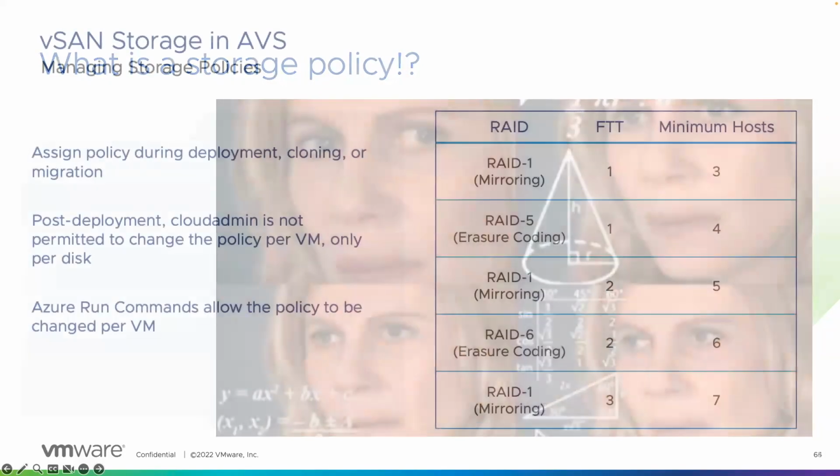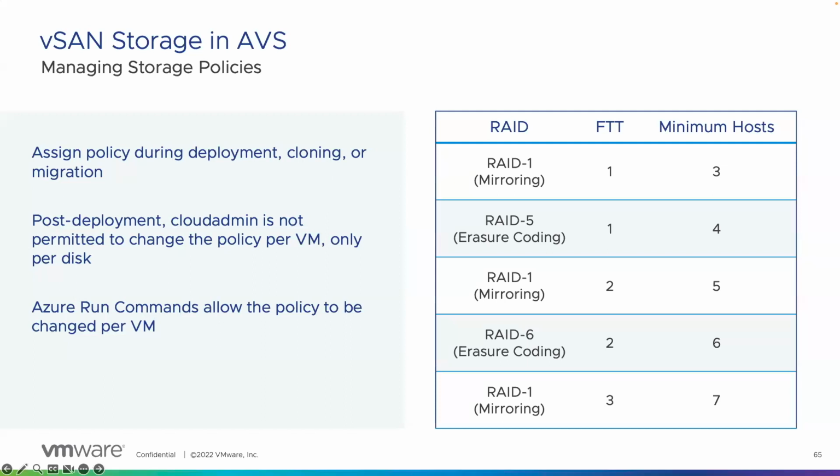So we know what vSAN is now at a high level. We know what a storage policy is. Let's look at how they apply in AVS. The default storage policy in AVS is set to RAID 1, failures to tolerate 1. Notice you need a minimum of 3 hosts for that, and the minimum number of hosts you can have with AVS is 3 for that exact reason.